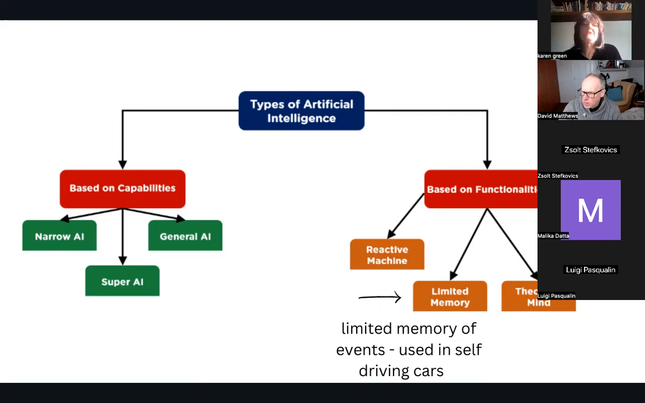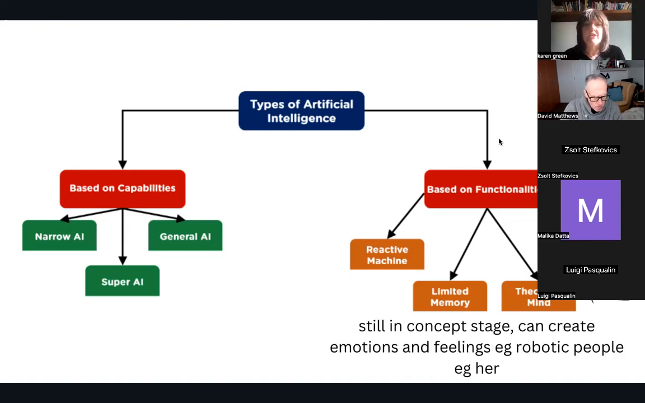The second one is limited memory of events. That is programmed with a little bit of history, and that's the kind of kit that's being used in self-driving cars at the moment. So it's got limited memory. It obviously can predict, and as I'm sure you've seen, it's not quite perfect yet. I think that's the whole piece of all of this. It is just this huge, massive, growing complexity. And then this is where you start to get into the realms of science fiction, which I think, you know, in our lifetime will become reality.